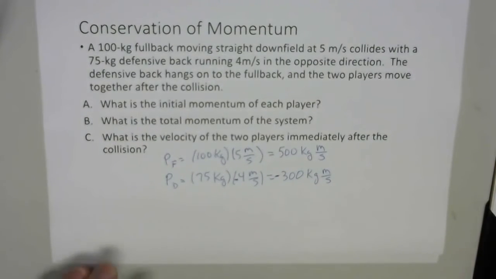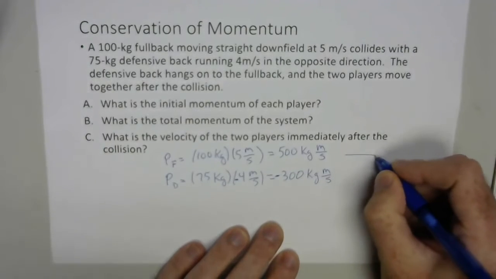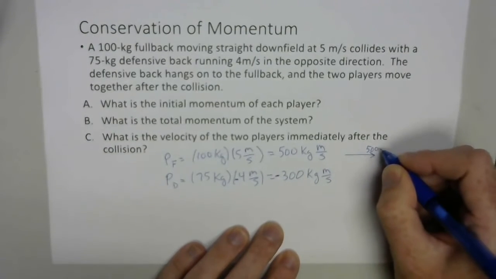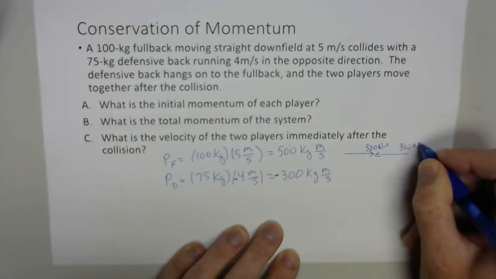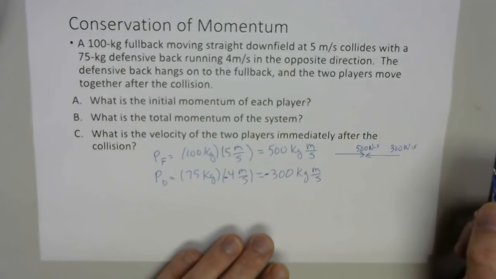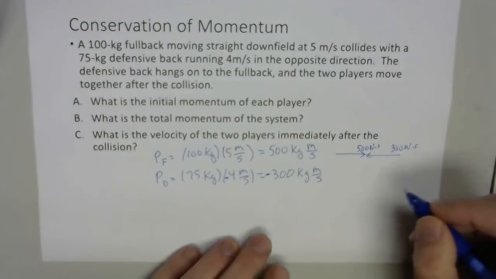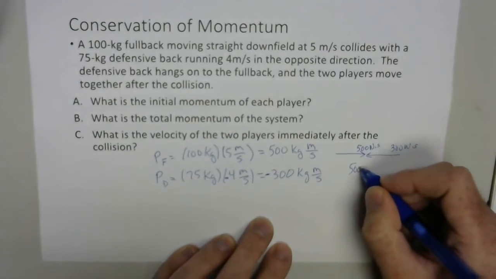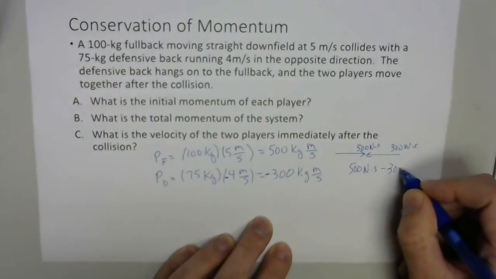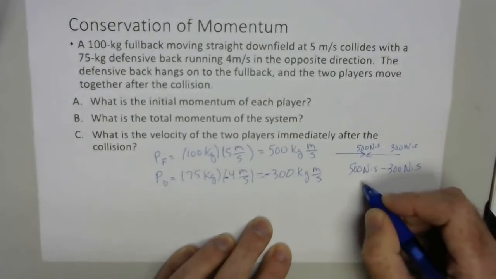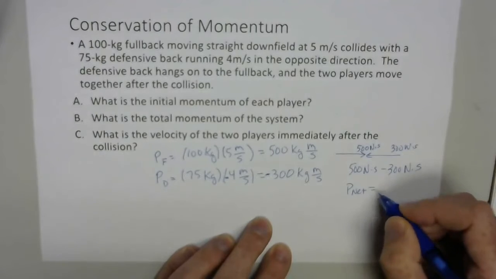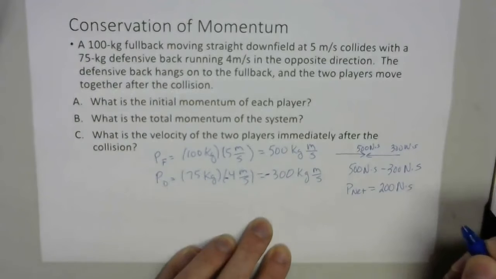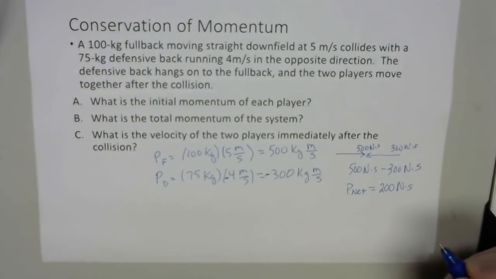The total momentum of the system will have a vector of 500 Newton seconds going this way and 300 Newton seconds that way. So what's the difference? 200 Newton seconds. So it's going to be 500 Newton seconds minus 300 Newton seconds, where the net momentum would be the addition of those two vectors, which would be a positive 200 Newton seconds, which means we're going to go in the direction of the fullback just a little bit.